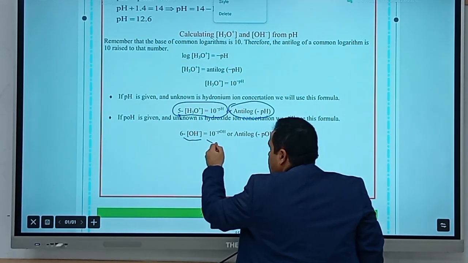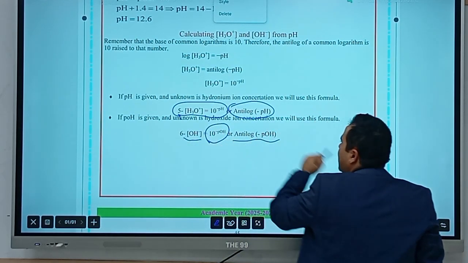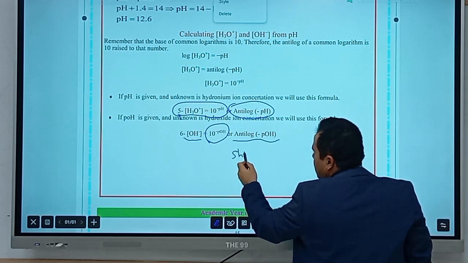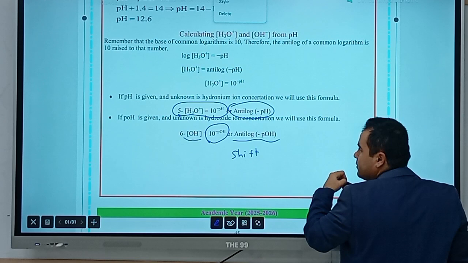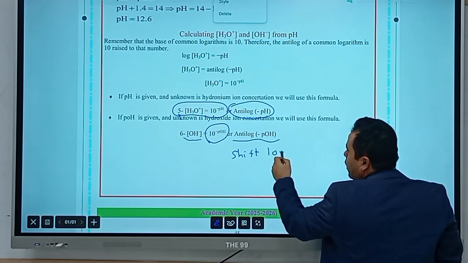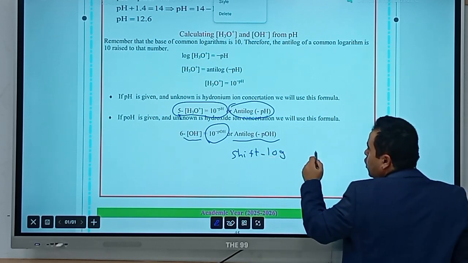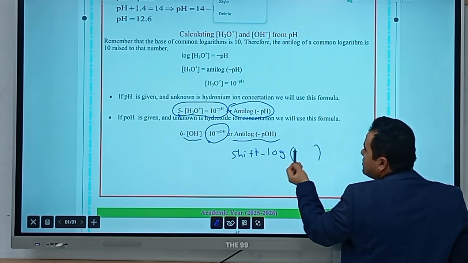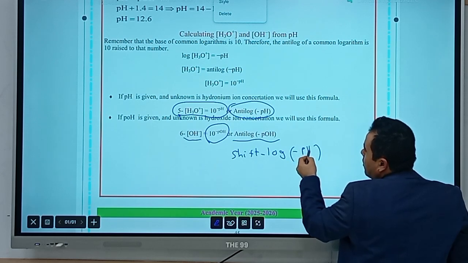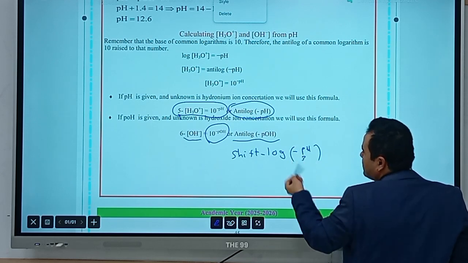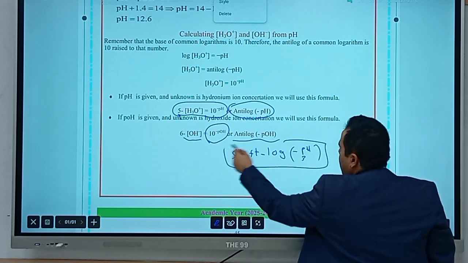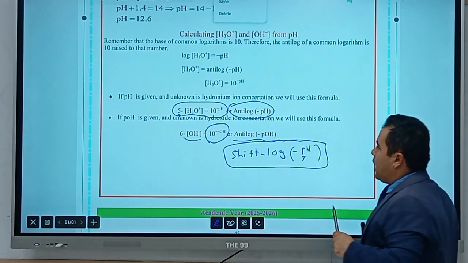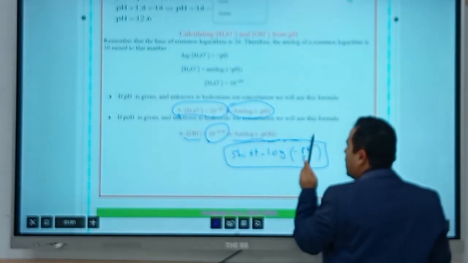Hydroxide concentration is equal to 10 to the power minus pOH, or the antilog of minus pOH. How to write the antilog? Guys, in your calculator, press shift and then log, and then open a bracket, minus the number, minus pH or minus pOH. For example, minus 2, minus 3, minus 5 results in the hydroxide or hydronium of the solution. That's how we can calculate, we can use the calculator.